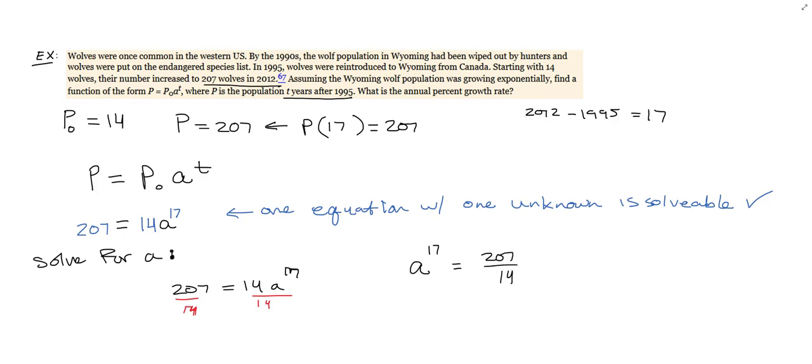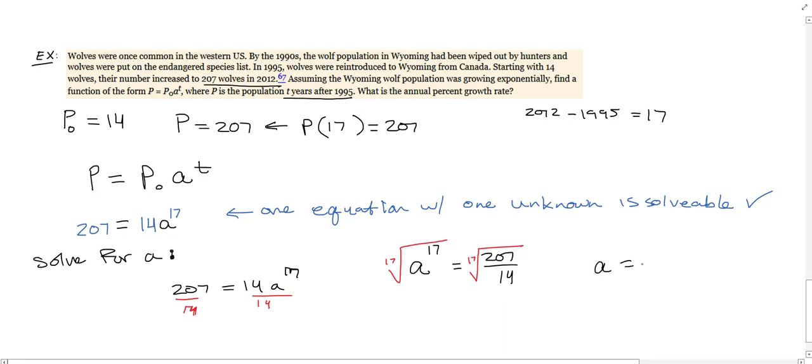Now the one last step, how you undo a power like this, 17th power, is you take the 17th root. Okay, so like if this was a square, a second power, you would take a square root. If this was cubed, you would take a cube root. So on a 17th power, you take a 17th root. And so on the left side, that undoes everything happening to a, so that gives us a. On the right side, we leave that as the 17th root of 207 over 14.